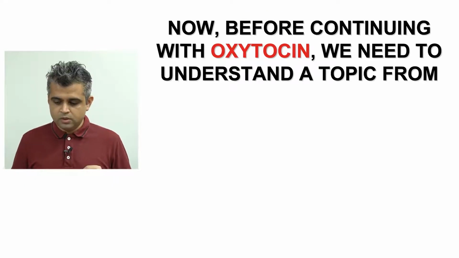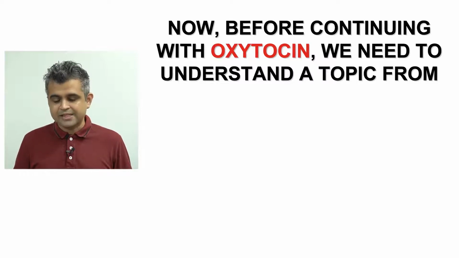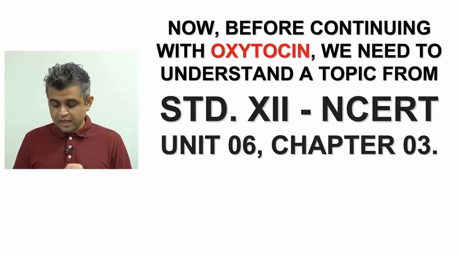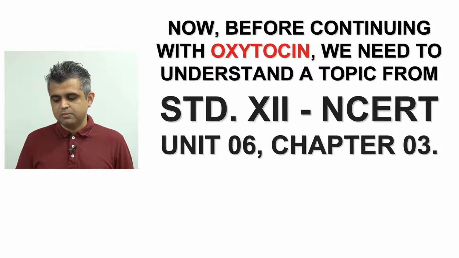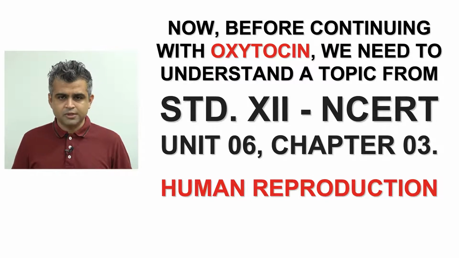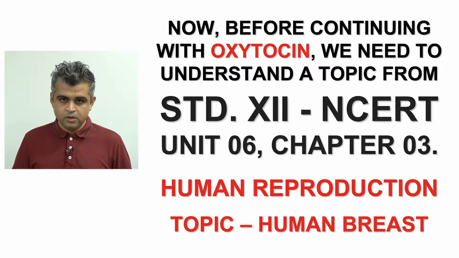Before we continue to discuss the functions of oxytocin, we need to understand a topic from standard 12th NCERT. This current chapter that we are discussing, chemical coordination and integration, is the last chapter in standard 11th NCERT, the 22nd chapter. Now I am going to discuss a part from standard 12th NCERT, unit 6 and chapter 3, which is human reproduction. So I'm going to do a small topic from human reproduction right now, and that is the human breast. So what do you need to know about the human breast?